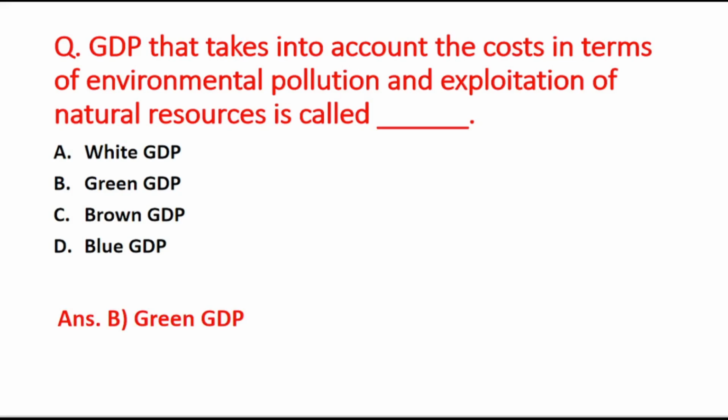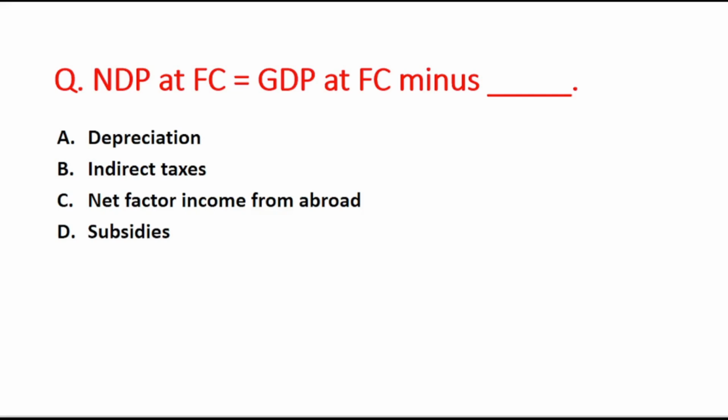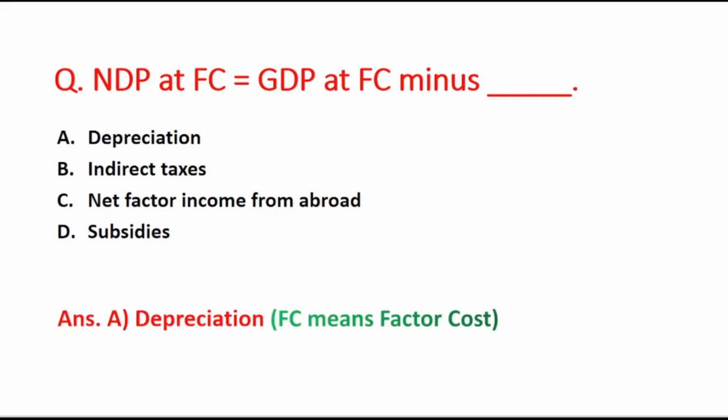Next question is, NDP at FC, that is net domestic product at factor cost, FC means factor cost, equal to GDP, that is gross domestic product at factor cost, minus blank. A option is depreciation, B option is indirect taxes, C option is net factor income from abroad, and D option is subsidies. So the right answer is option A, that is depreciation. It means net domestic product equals GDP minus depreciation.